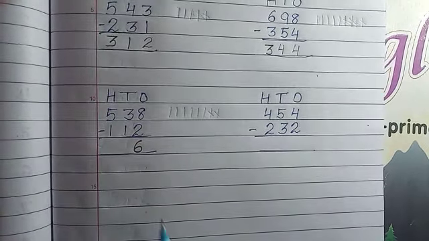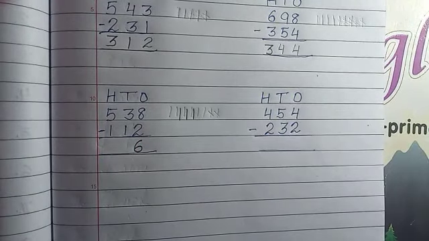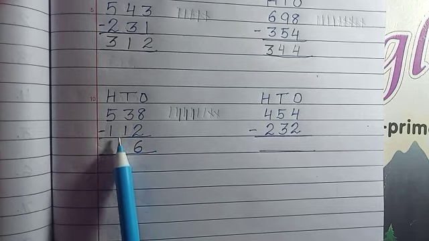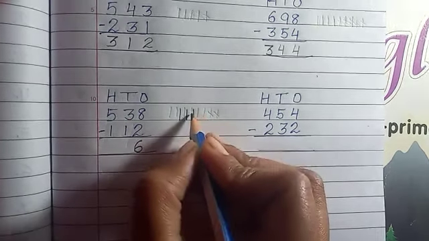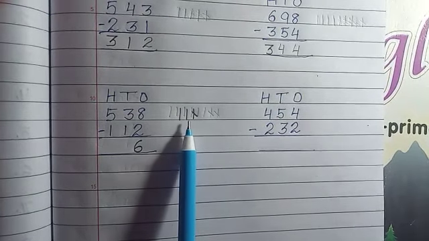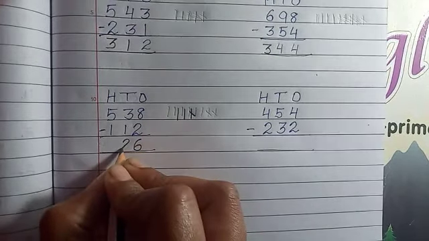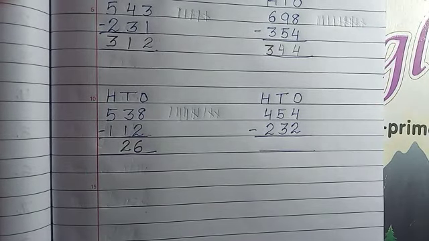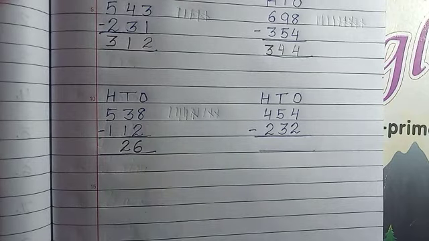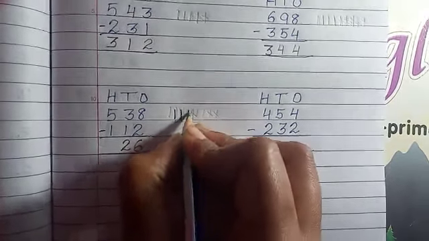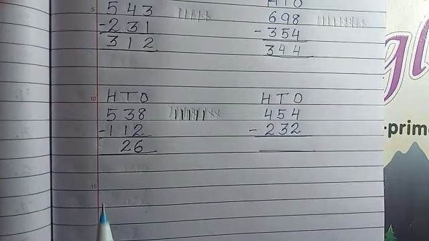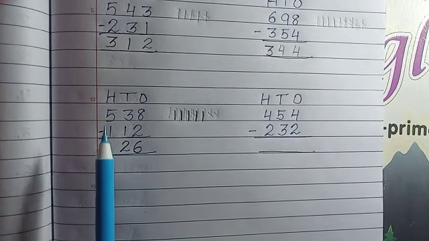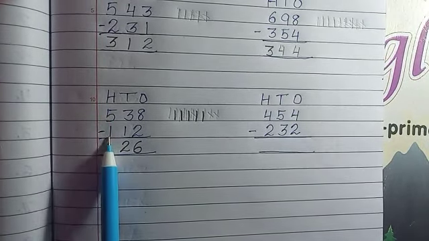Next, here is 3. Now you draw 3 lines: 1, 2, 3. And here is 1. Out of 3, you remove 1. Count: 1, 2. Here is 5. Now you draw 5 lines: 1, 2, 3, 4, 5. And here is 1. Out of 5, you remove 1. Count: 1, 2, 3, 4.